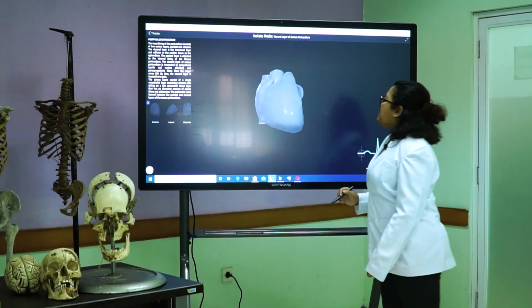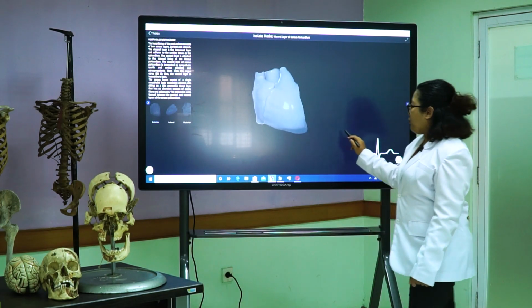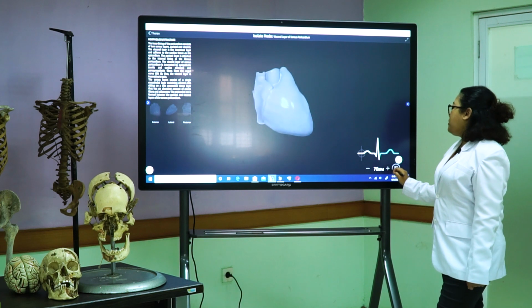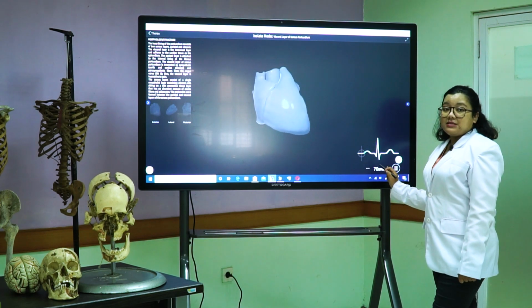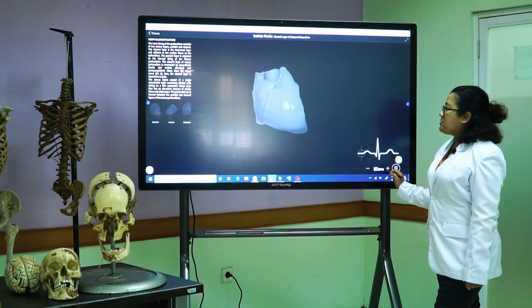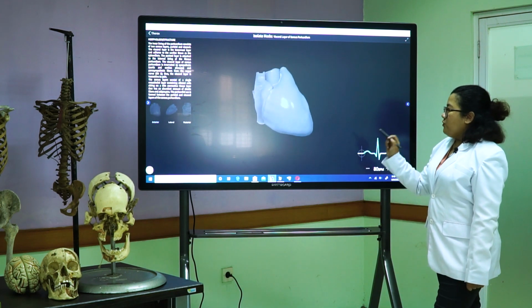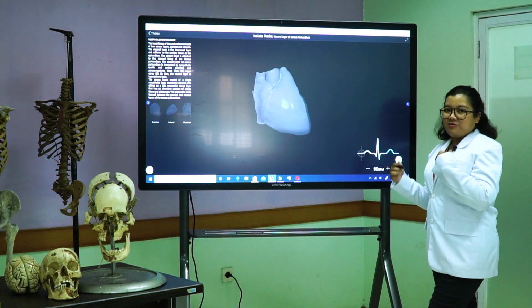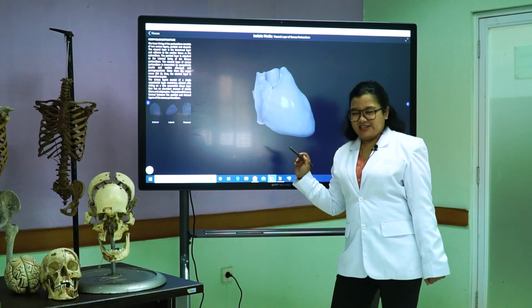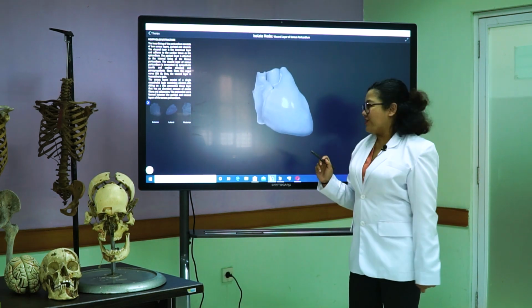Let's isolate this. Here we can see the beating of the heart, and we can even manipulate how fast it beats. Normal human heart beats around 60 to 100 beats per minute, so it gets faster. When you run or you're being chased by something, your heart beats faster. Isn't it interesting? Hopefully so.